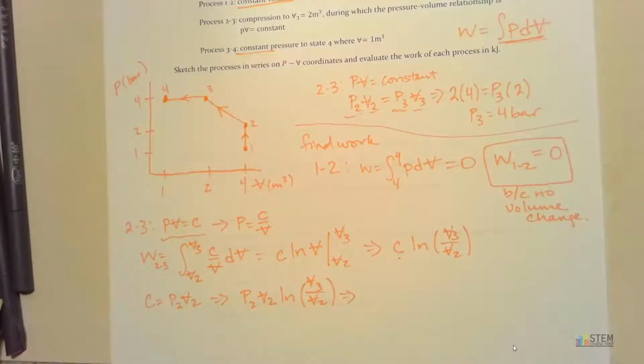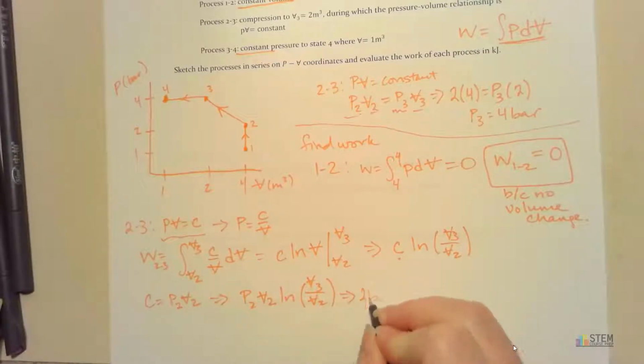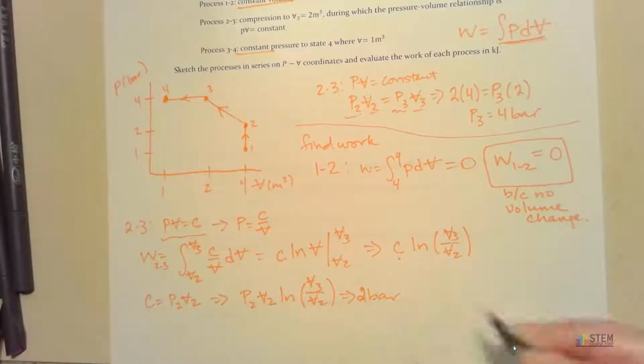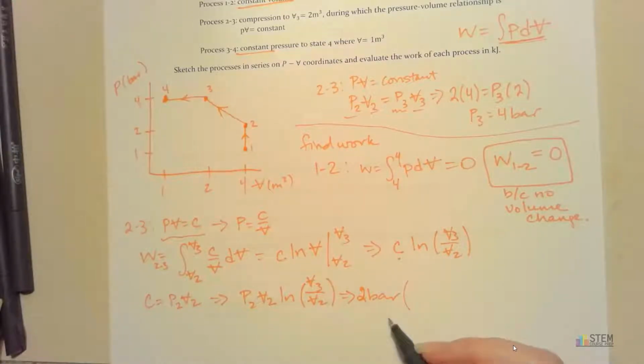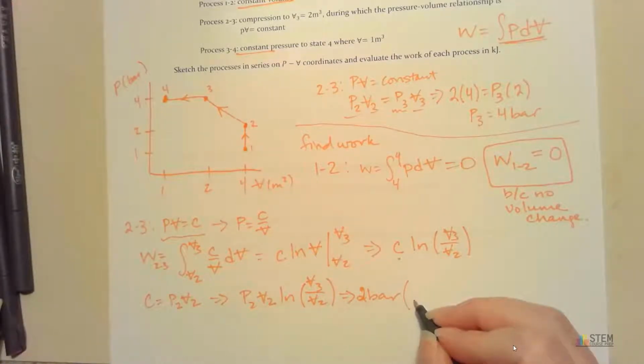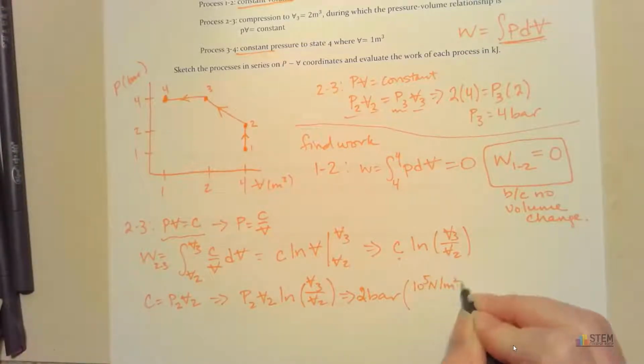Okay, and now we can plug in our values, check our units, all of that stuff. So pressure at state 2 is 2 bar. Okay. And we want the work to be in kilojoules. Okay, so bar is not kilojoules, so we need to change that. So first let's switch it over to newtons per square meter.